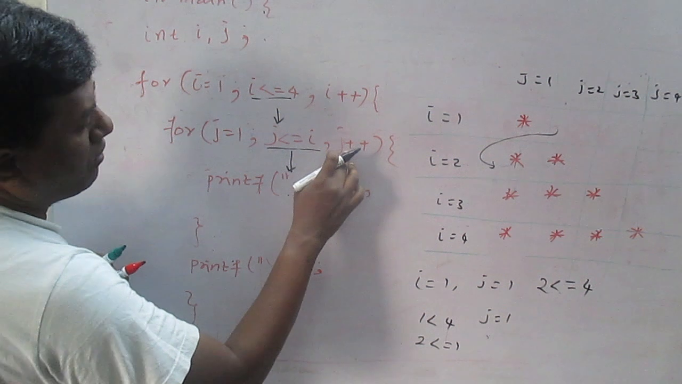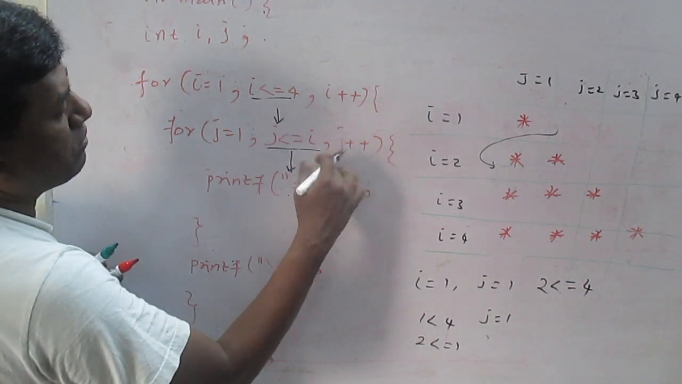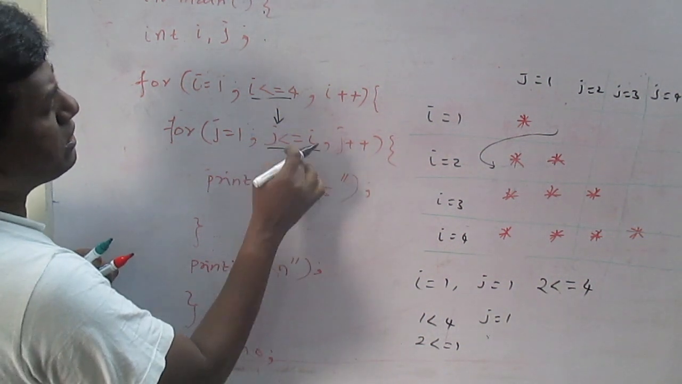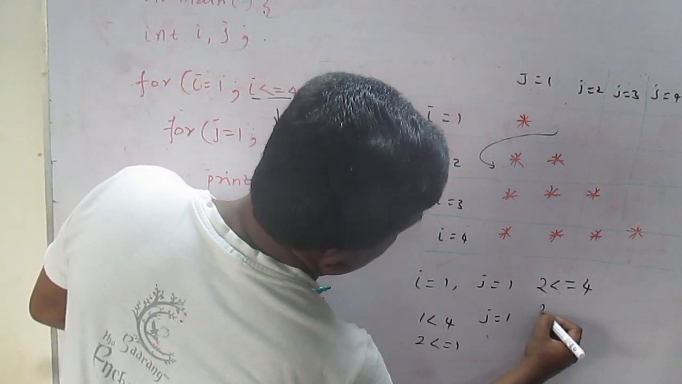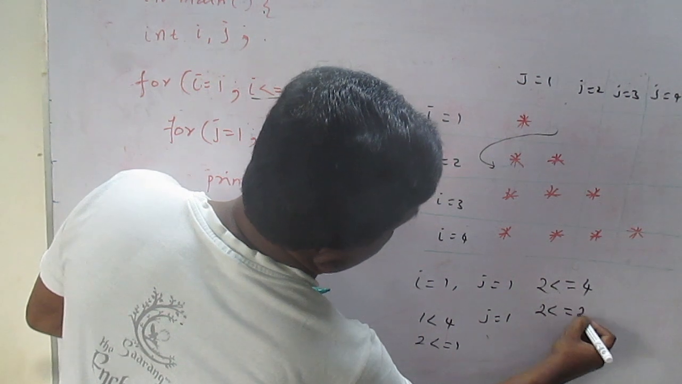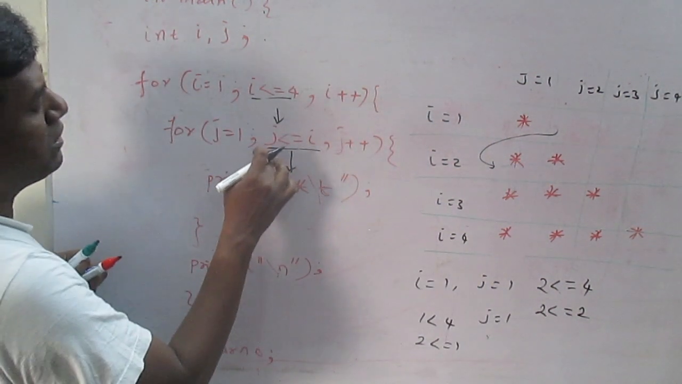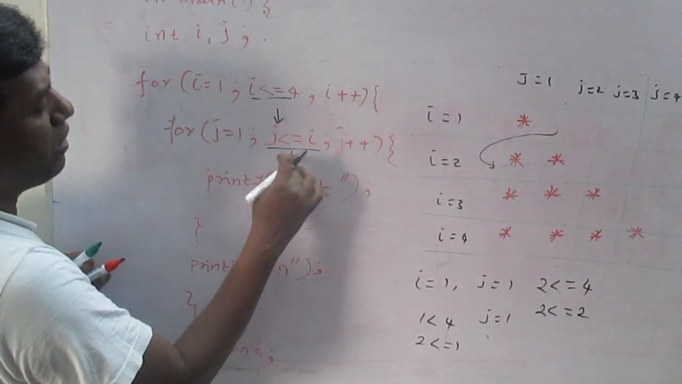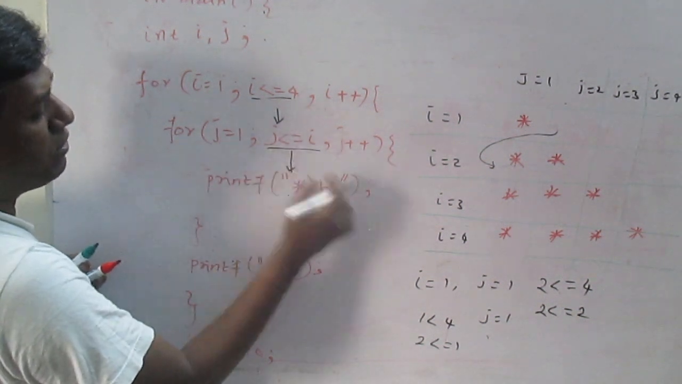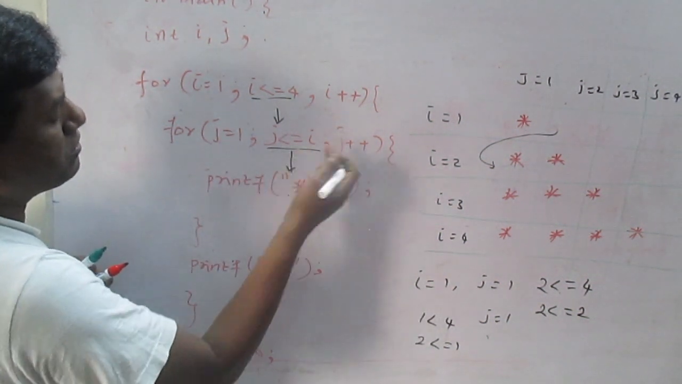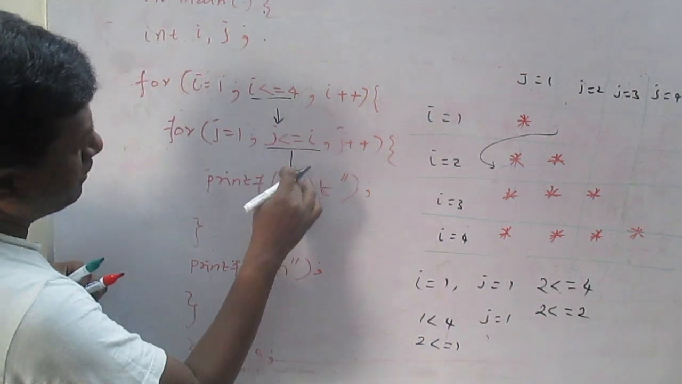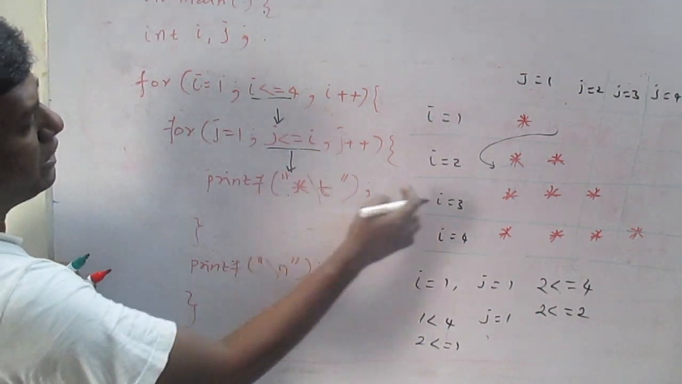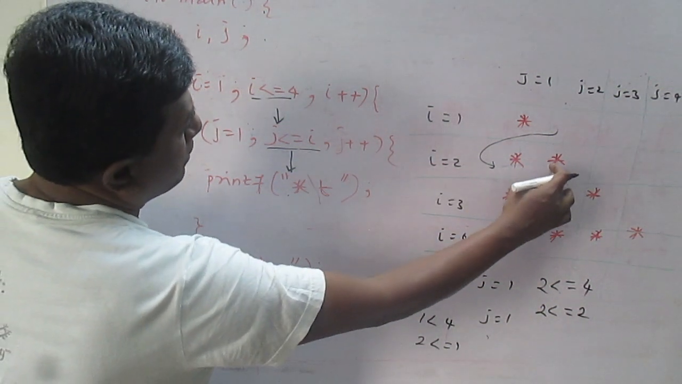So now it is j plus plus, and j becomes 2. 2 less than or equal to i, which is 2. Condition true. Previously it was 2 less than or equal to 1, but because of the increment, j is now 2. So 2 less than or equal to 2, condition true. Now again it will enter here and print another star.